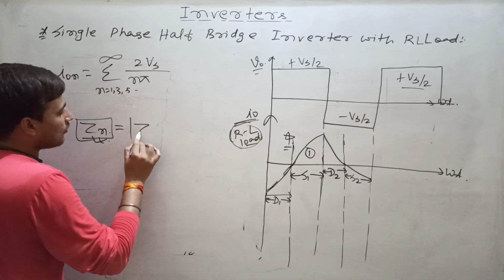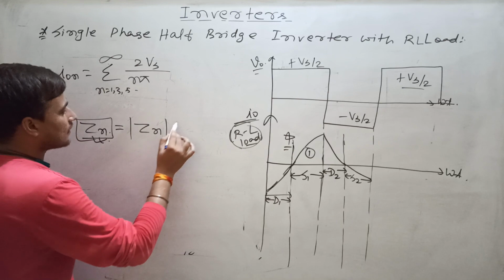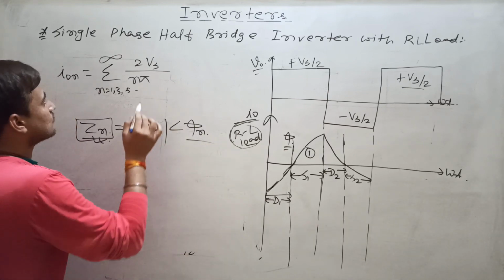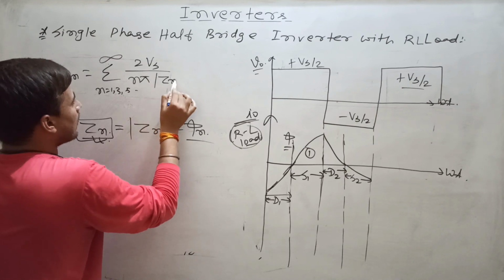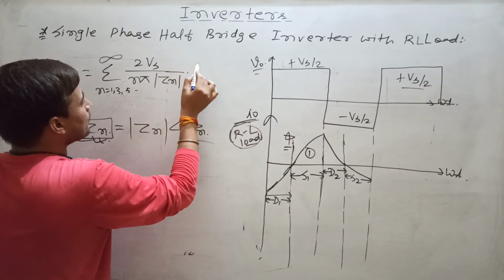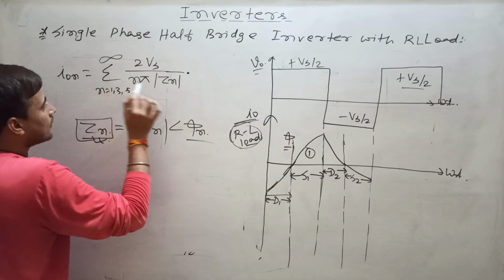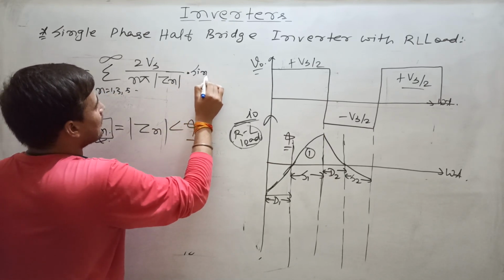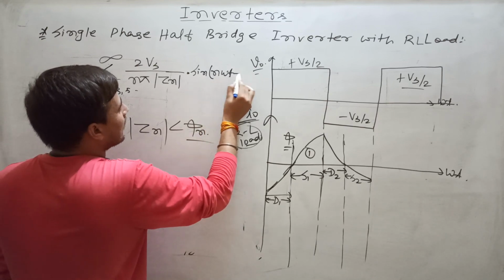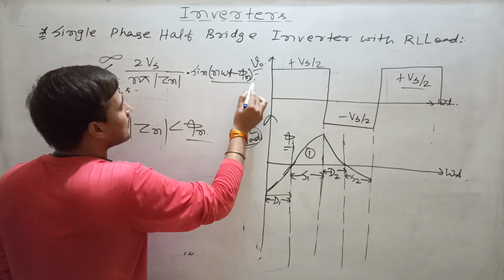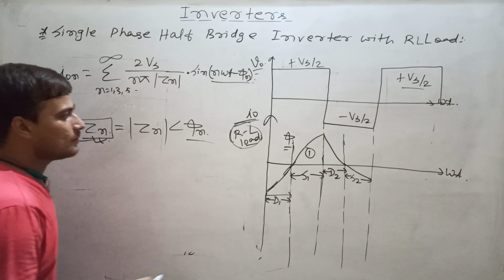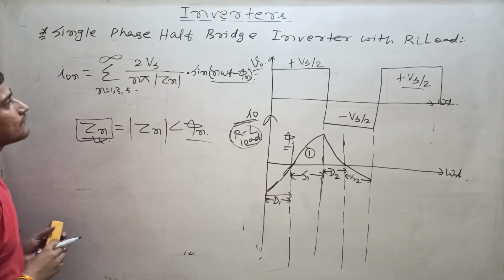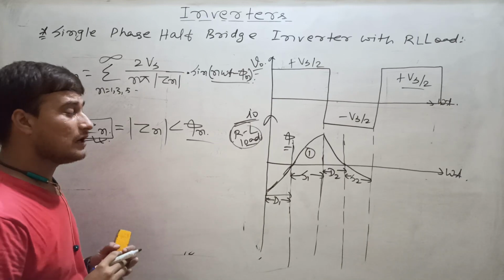So Zn will be equal to how much? Mod Zn at the angle phi n. So here it will be 2 Vs by n pi into mod Zn into sin of n omega t minus phi n. Now there will be the lag of phi n. Clear? So this is about single phase half wave inverter with RL load.